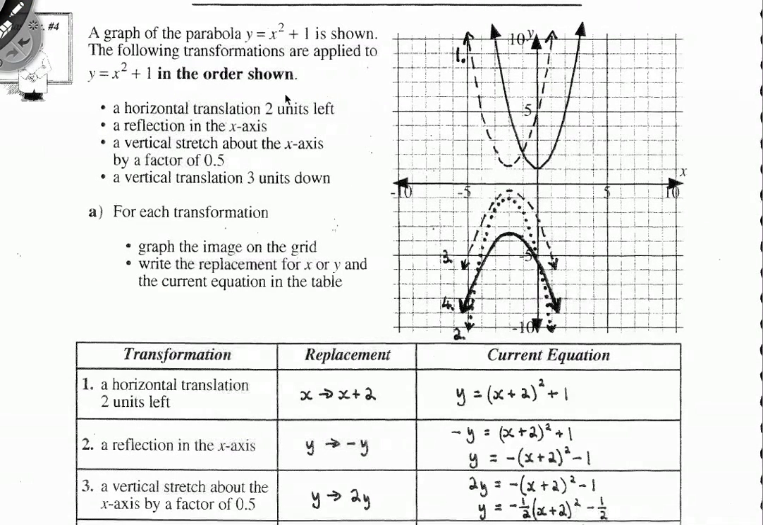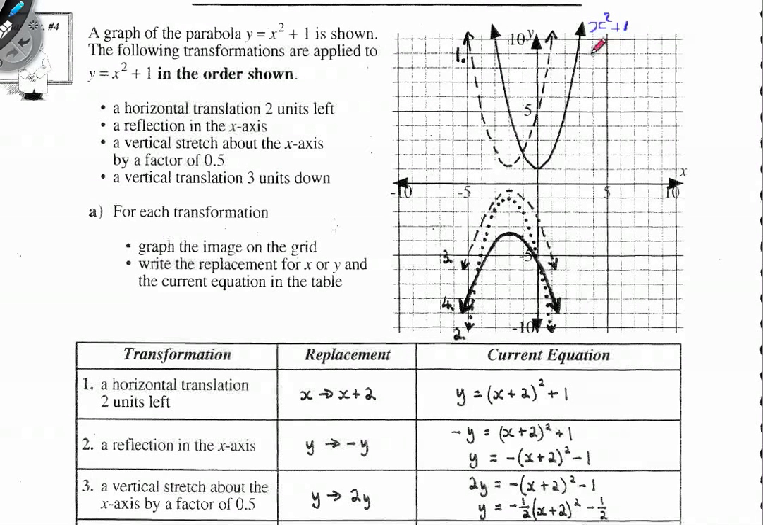Okay, this graph here, parabola, y equals x squared plus 1, so that's this one here. X squared plus 1. The following transformations are applied in the order shown. Horizontal translation. Okay, that's right and left. Reflection in the x-axis. That's 90 degrees to each other. Then a vertical stretch. And then a vertical translation. Well, let's see what happens there.